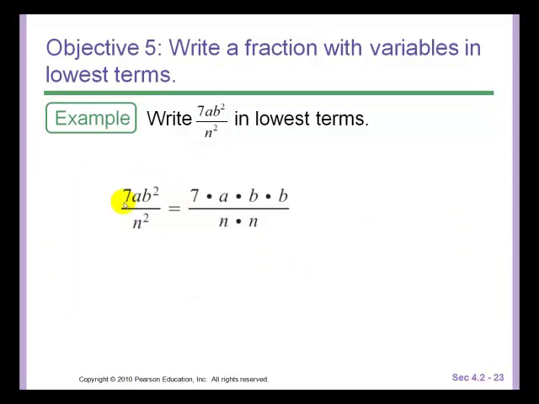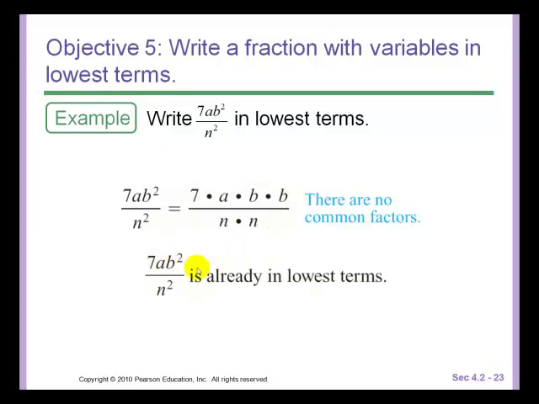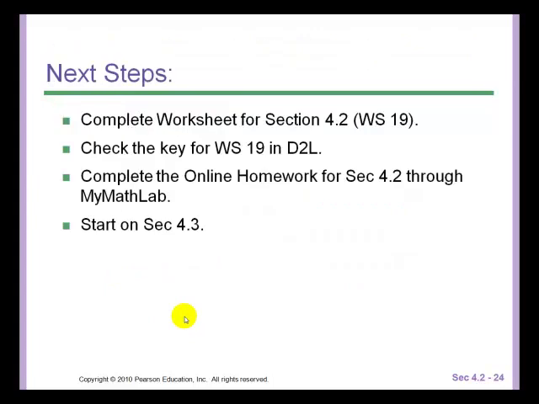If we rewrite 7ab squared over n squared in factored form, we get 7, which is prime, times a times b times b over n times n. There is nothing in common in the top and bottom, so it is already in lowest terms. That does occasionally happen. That concludes section 4.2.